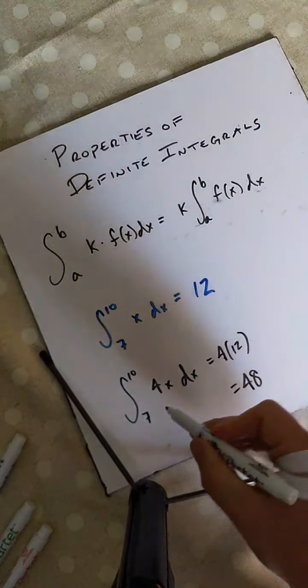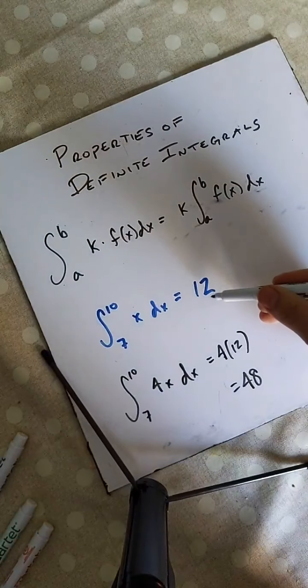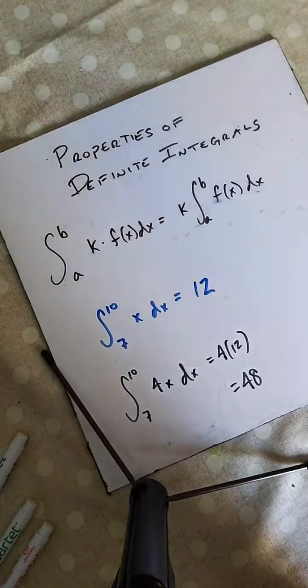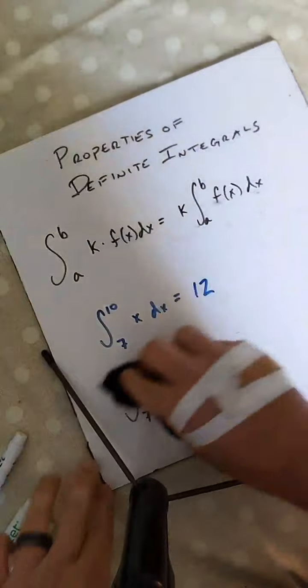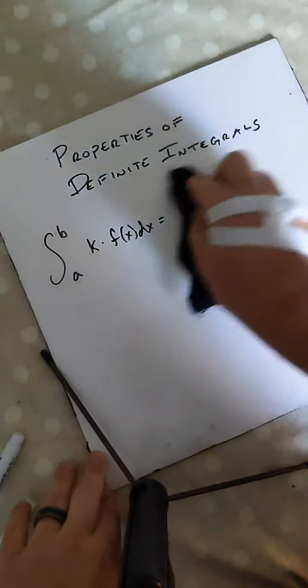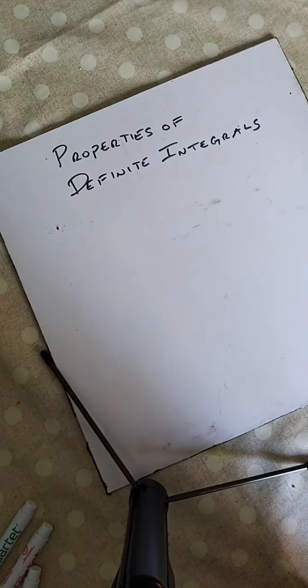So that's a property we can use. If we ever have a multiplication here, if we knew the answer without the multiplication, all we could do is multiply. Same thing actually works with division too. And then the last one, pretty self-explanatory in my opinion. I don't get why they put this one last. I think it's the easiest one to understand.